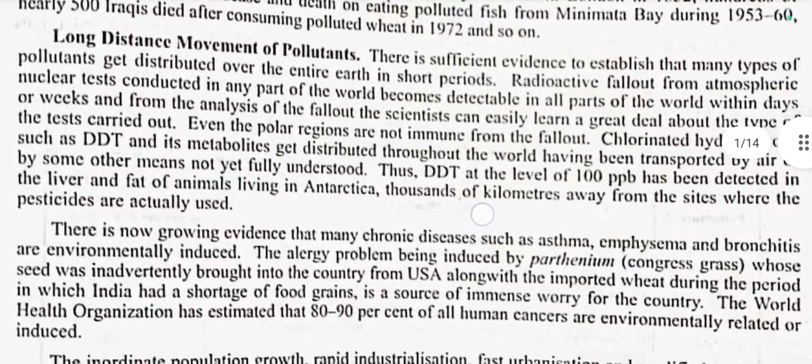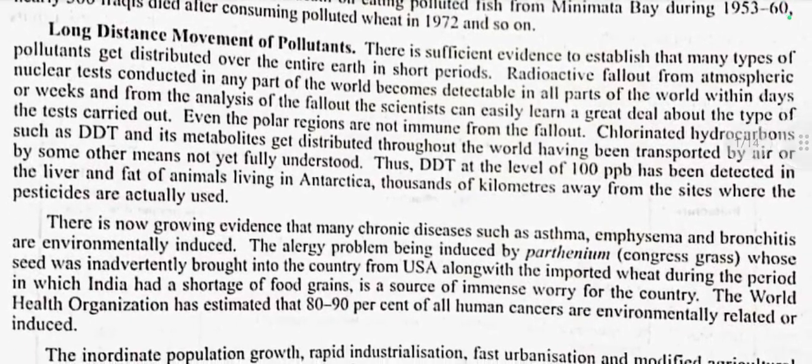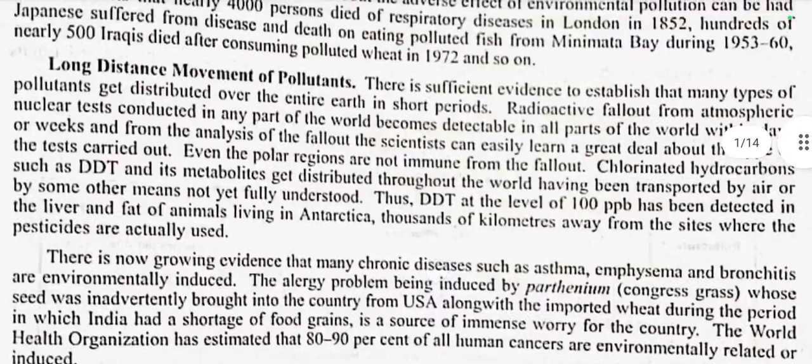Long distance movement of pollutants. There is sufficient evidence to establish that many types of pollutants get distributed over the entire Earth in short periods. Radioactive fallout from atmospheric nuclear tests conducted in any part of the world becomes detectable in all parts of the world within days or weeks, and from the analysis of the fallout the scientists can easily learn a great deal about the type of the tests carried out. Even the polar regions are not immune from the fallout.